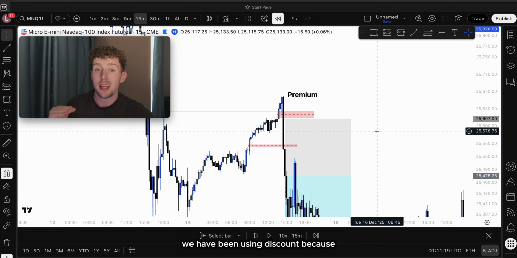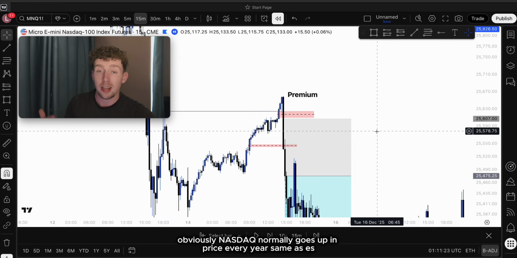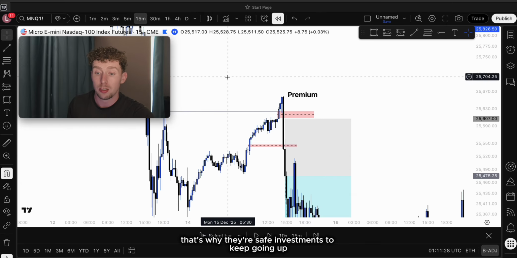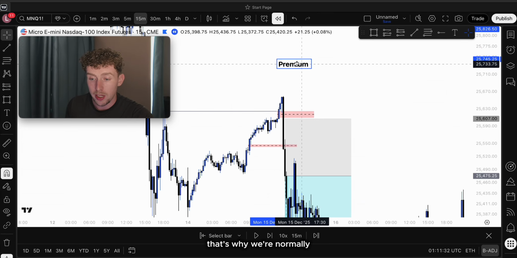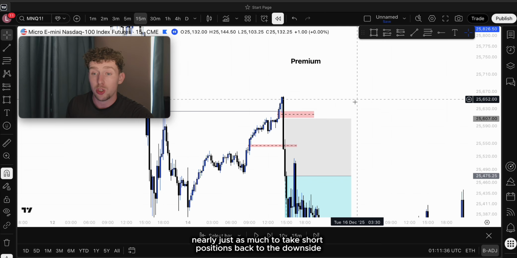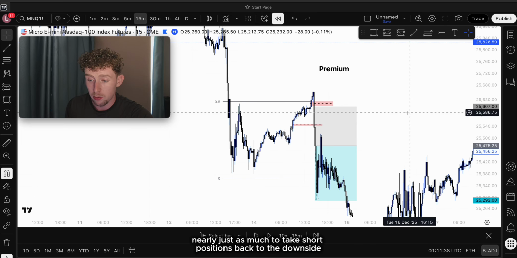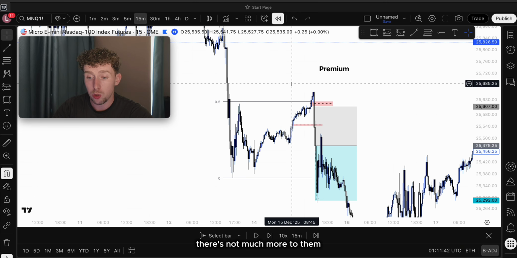We have been using discount because NASDAQ is normally trending to the upside. Obviously, NASDAQ normally goes up in price every year, same as ES. That's why they're safe investments to keep going up. That's why we're normally using our discount levels, but we also use premium nearly just as much to take short positions back to the downside. And that is very simply what discount and premium are. There's not much more to them.